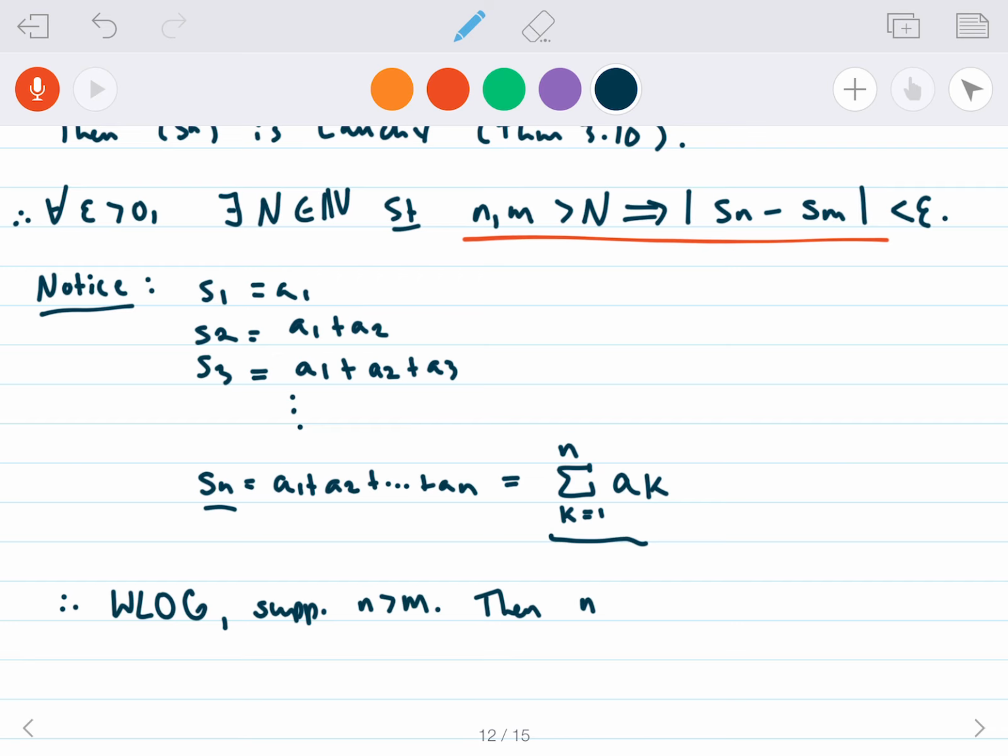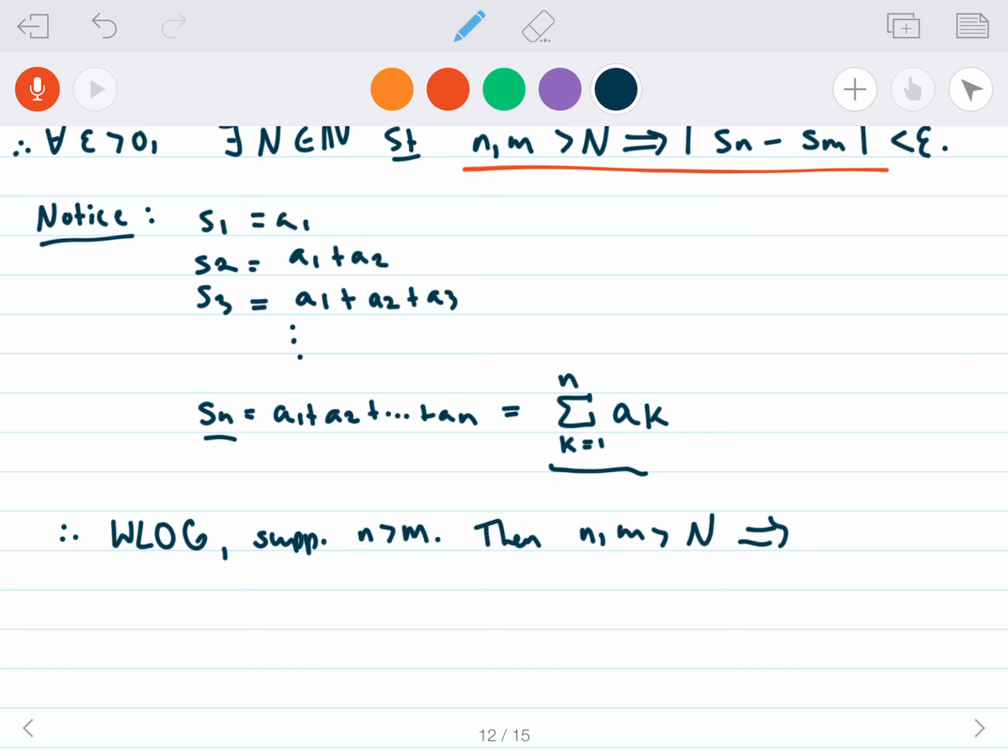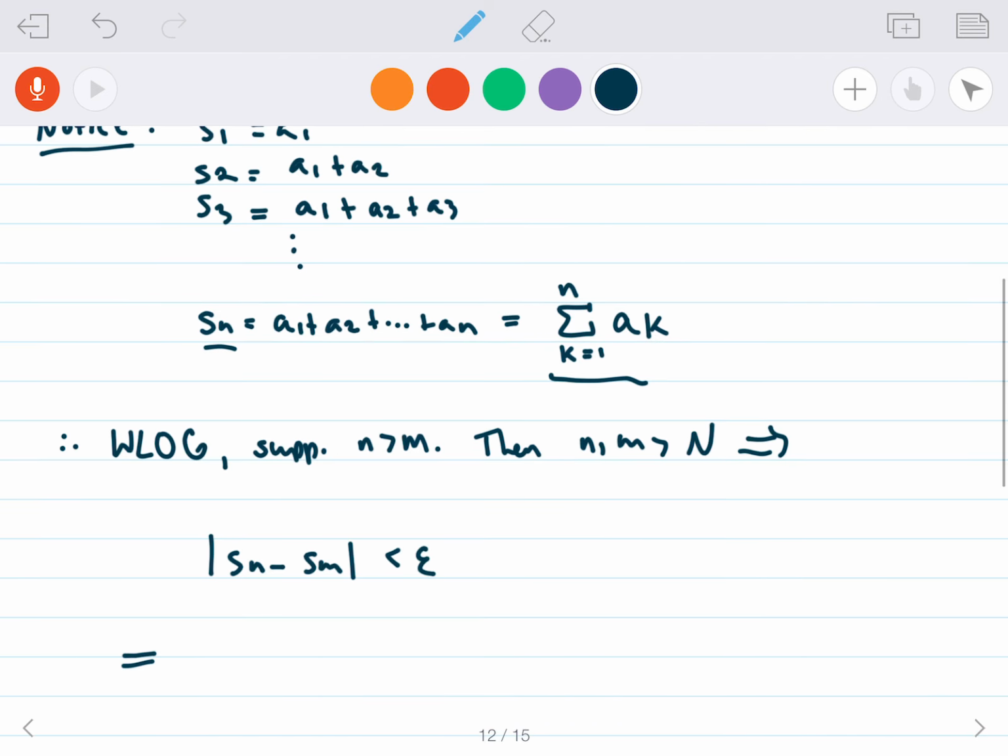Then n, m bigger than N, just by our definition up here, we have the following. We have s sub n minus s sub m less than epsilon. And just writing what s sub n and s sub m mean, we're going to carry that down here. This means that the sum going from k equals 1 to n of a sub k minus the sum from k equals 1 to m of a sub k is less than epsilon.